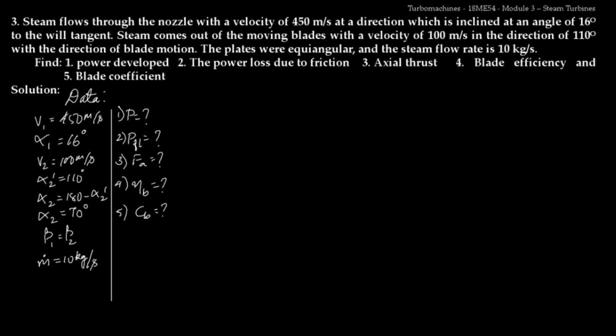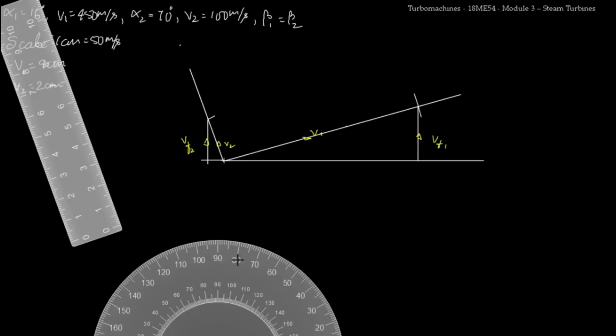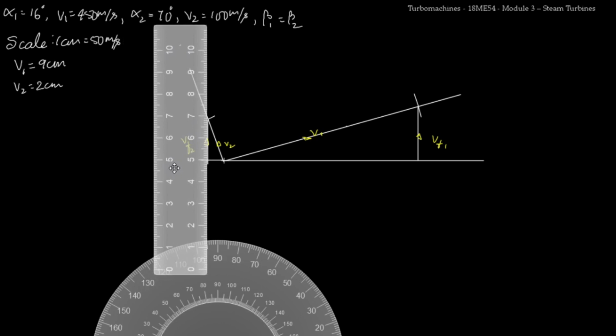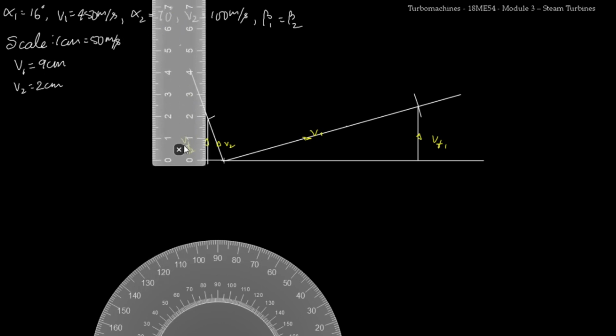But here we need to find out the power loss due to friction. So for that we use the term friction in VR1 and VR2. So I need those two values. So what I'll do is, the height is 1.9 centimeter.